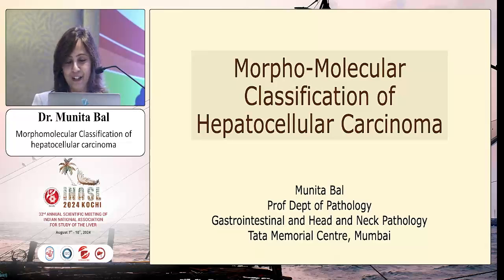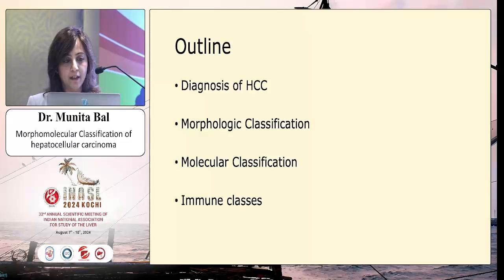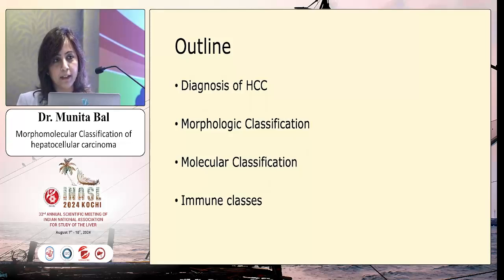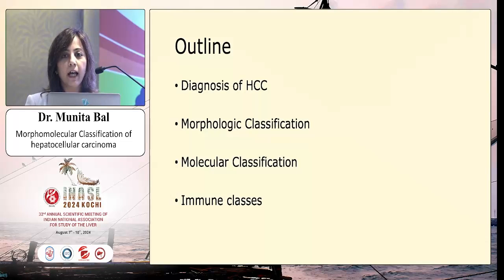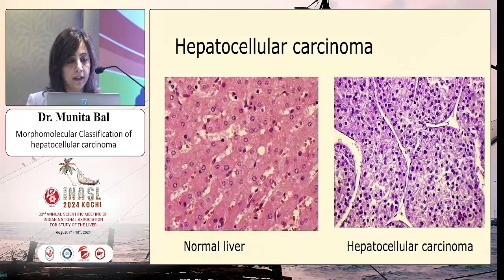Okay, so today I'll be dealing with malignancies, hepatocellular carcinomas, and I'll be dealing with the morphology and molecular classification. My brief outline would be I'll see how we make a diagnosis of HCC and what are the subtypes of HCC which we morphologically classify, and if there is any clinical and prognostic information we can derive from this morphological classification, and the molecular classification and the immune classification, which helps us understand the hepatocellular carcinoma better.